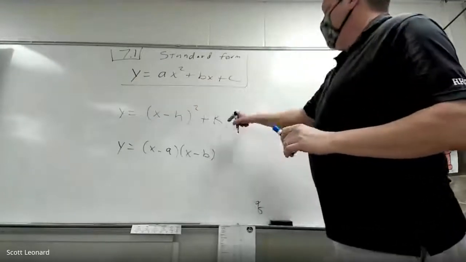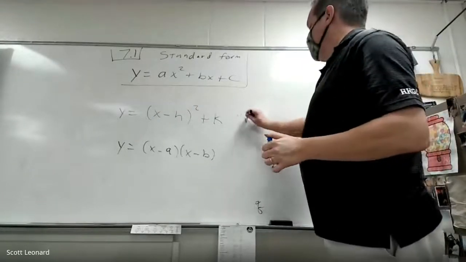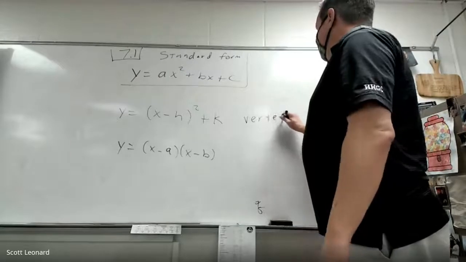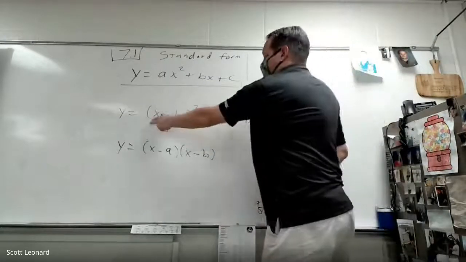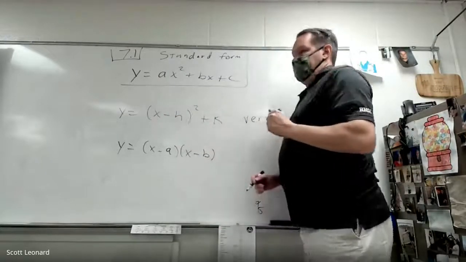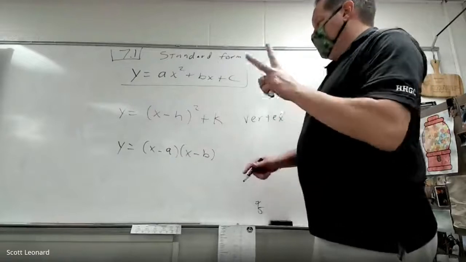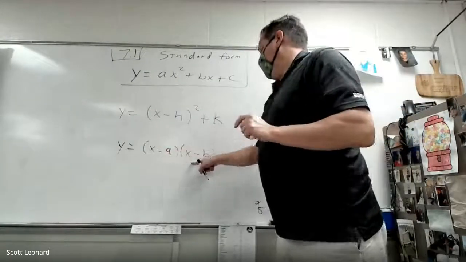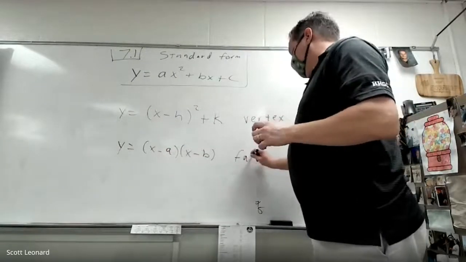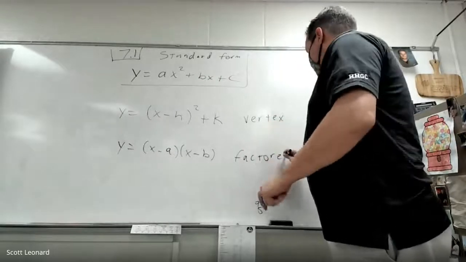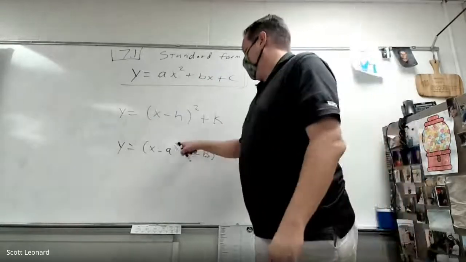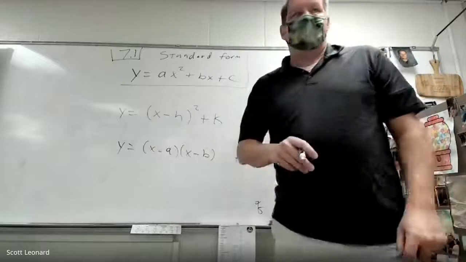Okay. Next week we are going to be doing vertex form. It is going to have a set of parentheses with something squared. 2 weeks from now is going to be this one. This is called factored form. This is going to have 2 sets of parentheses, both to the first power.